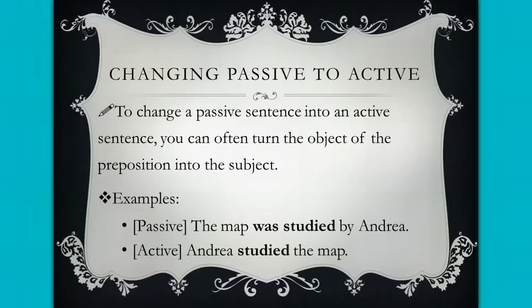You can change a passive voice sentence into an active voice sentence. Most of the time, all you have to do is turn the object of the preposition into the subject. Remember that the object of the preposition is the noun or pronoun that follows the preposition in the phrase. The example shows how the object of the preposition, Andrea, was turned into the subject and moved in front of the verb.